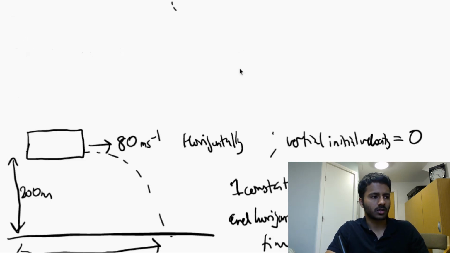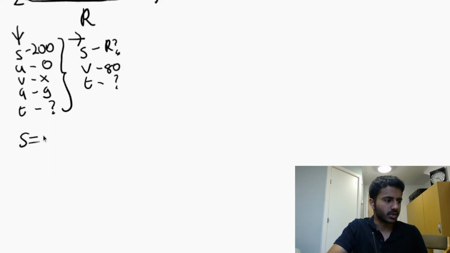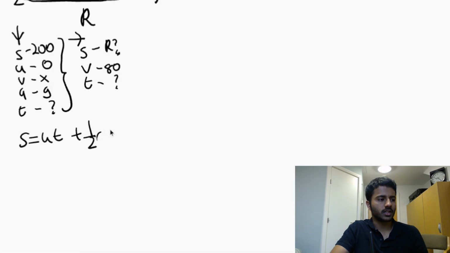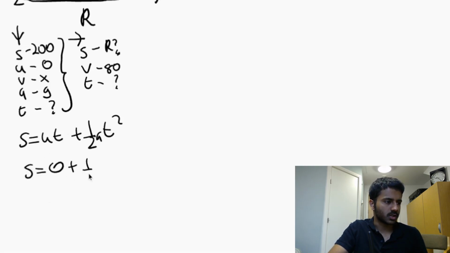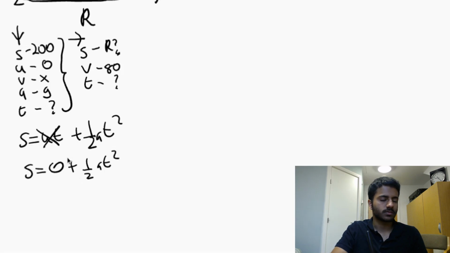So if you scroll up to these equations, which you should have written down, which one is the equation that has S, U, and A, and we're trying to work out T? It's equation 2, so we need to use equation 2 to work this out. So you know that s equals ut plus a half at squared. And you can almost instantly realize that u is 0. So this would just be s equals 0 plus a half at squared. So for this projectile motion, when you're just projecting it horizontally, this term disappears.